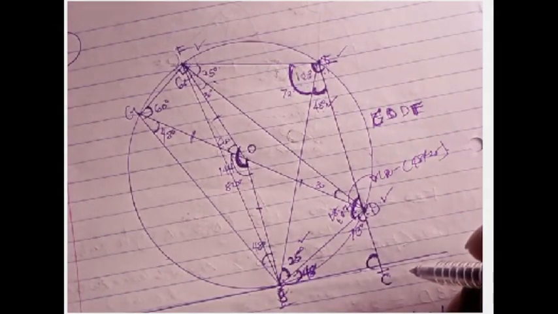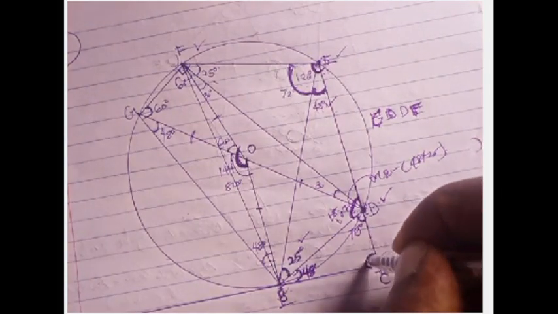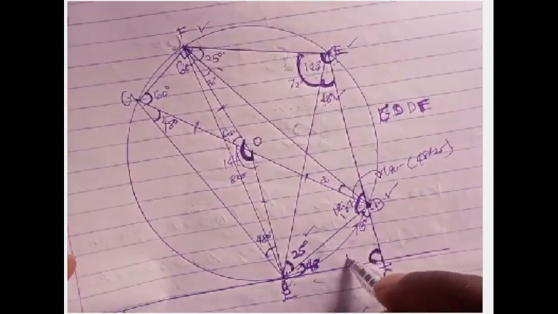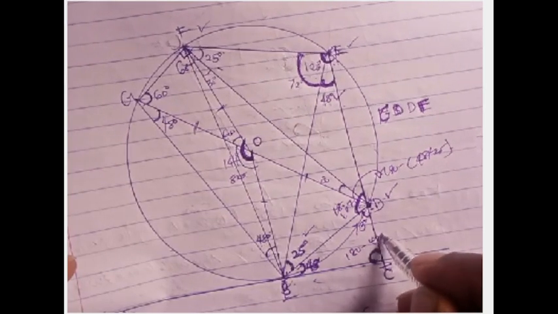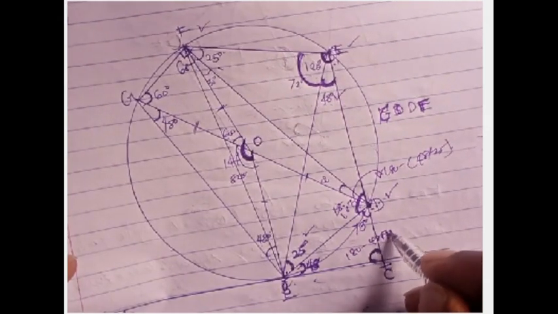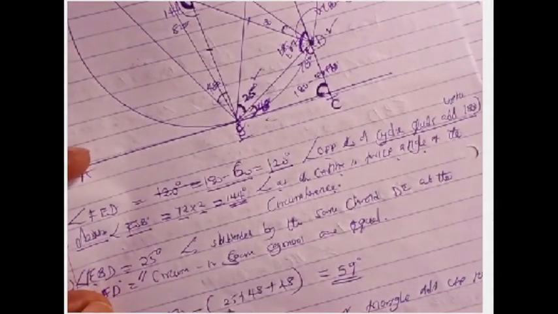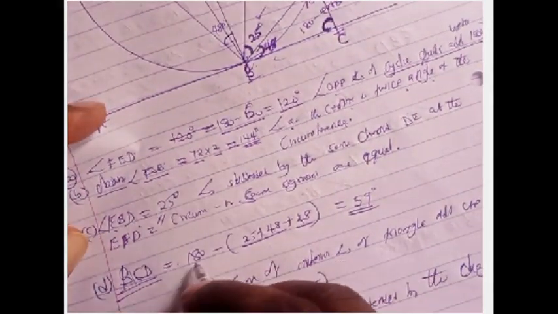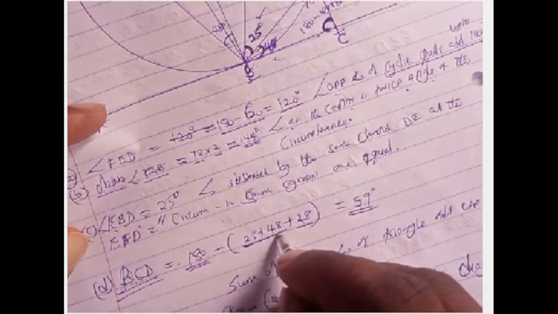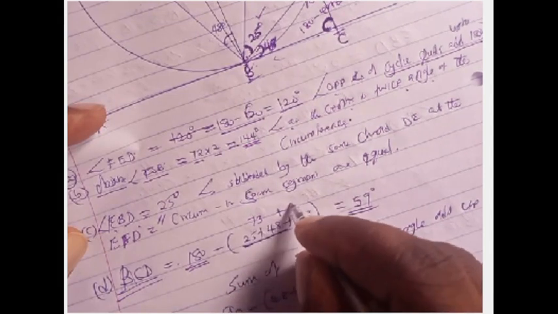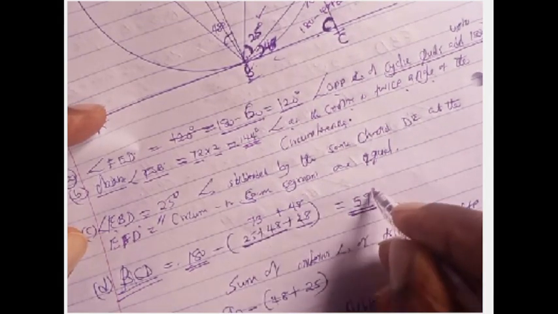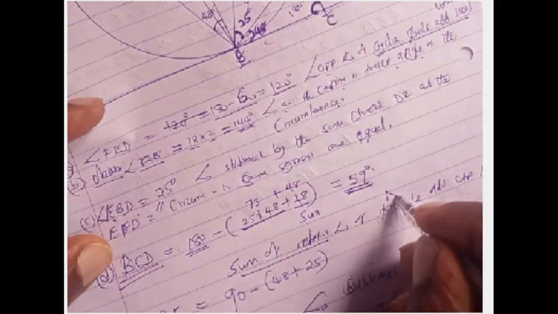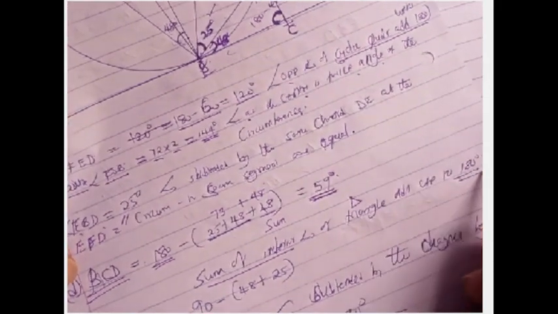So 73 degrees. Now angle BCD will be, since the sum of interior angles of a triangle adds up to 180, 180 minus (73 plus 48). So angle BCD becomes 180 minus 121, which gives us 59 degrees. Reason being, the sum of interior angles of a triangle adds up to 180 degrees.